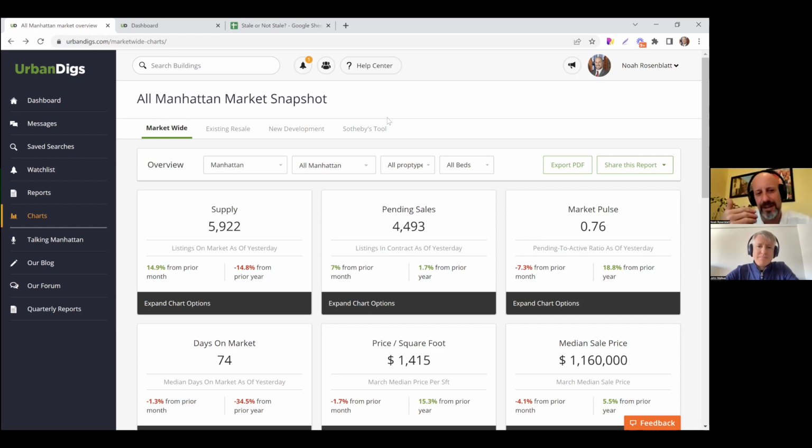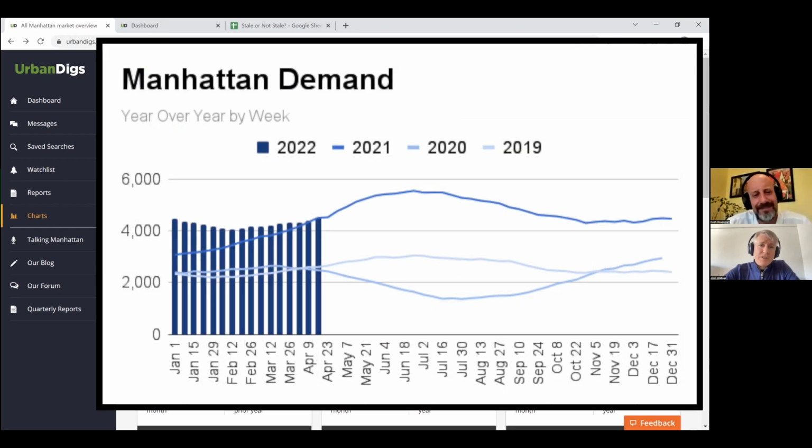Buyers are probably seeing some stuff come on, but the pace of pending sales and the pace of demand is still at a very high level. Let's now pivot to pending sales on Urban Digs, 4,493. Johnny, you're the chart guy. Show me that chart. Yeah, that's another close to 3% increase on a weekly basis for pending sales. And this is why I think we need more supply, simply because the demand remains active, Noah, as we enter the busy season. So the supply coming on would help quench that thirst for these markets.